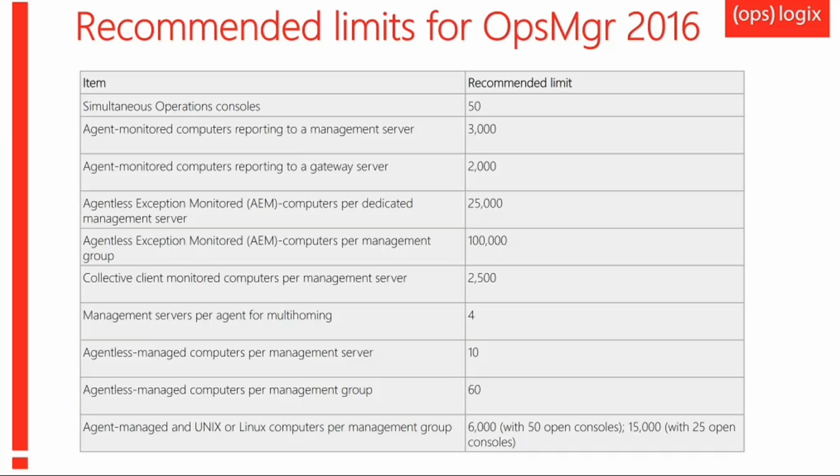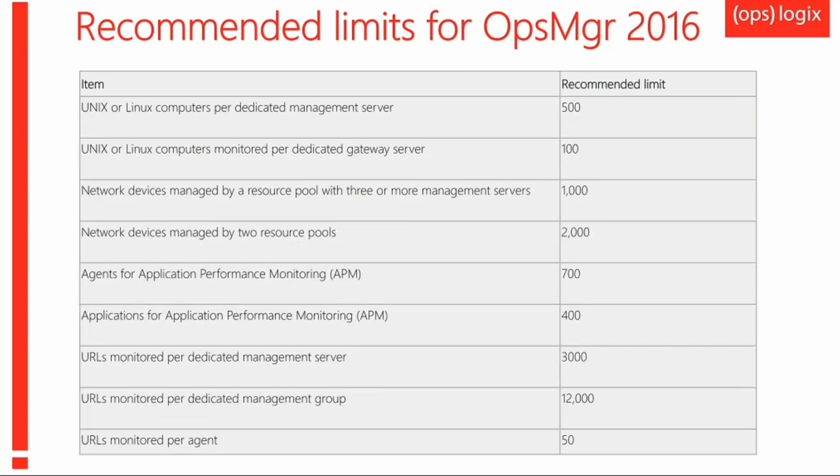If you're using agentless, you can achieve a higher number of agents per management server. And of course, there's a couple of caveats when you're multi-homing. You can also only multi-home to 4 environments at once if you're using multiple Operations Manager deployments. If you're looking at the Unix or Linux computers, there's roughly 6,000 that you can now support within a management group if you're having 50 consoles, and you can beef that even more up if you're having fewer open consoles. This number is twice as high as what we had in System Center 2012 R2.